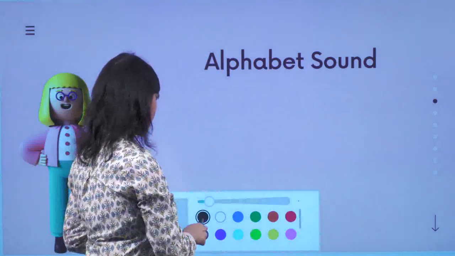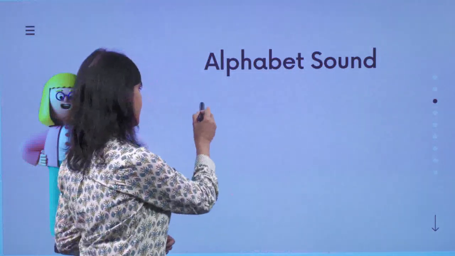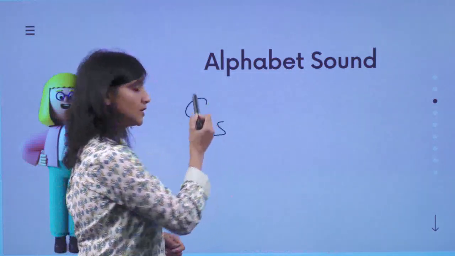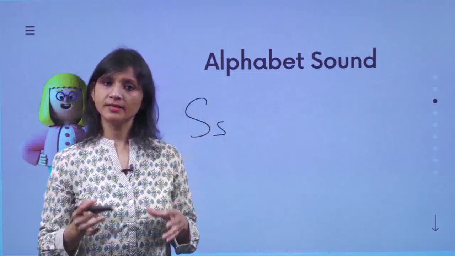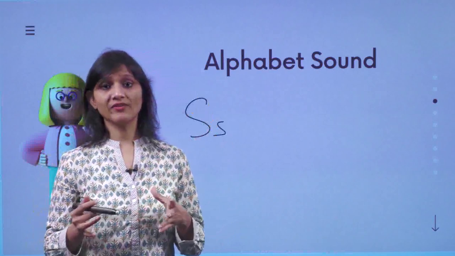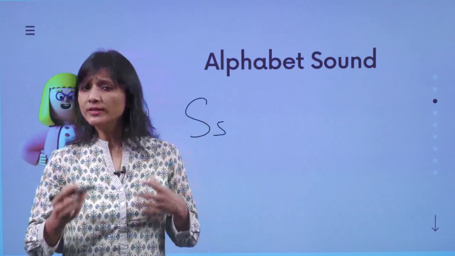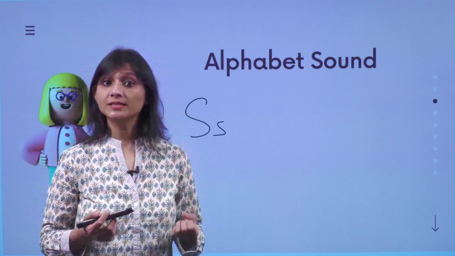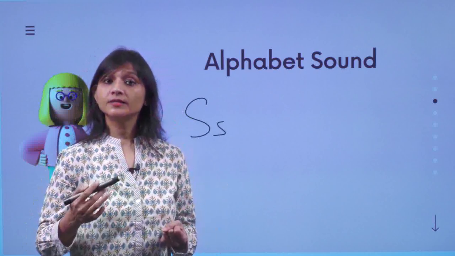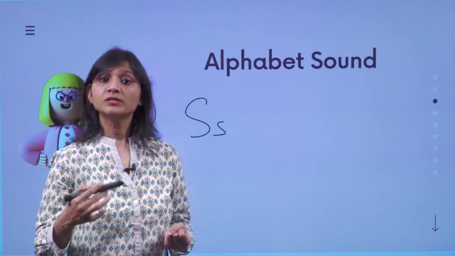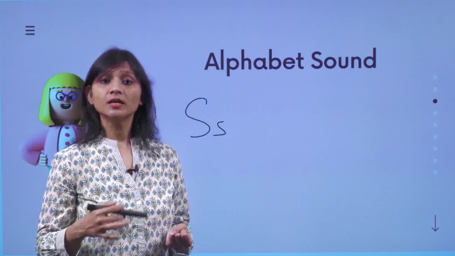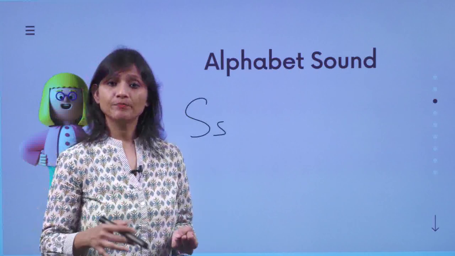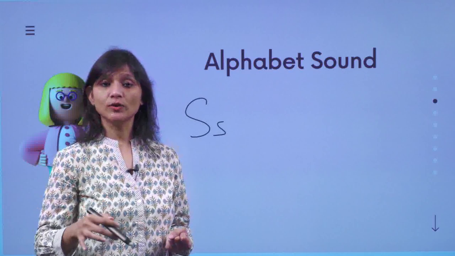So after R, it's S. The letter sound of S is S. Now, what is the phonics sound of S? The sound that gets produced. We say snake, snail, snake, snail. So it's s.